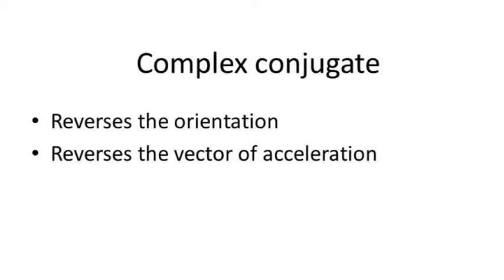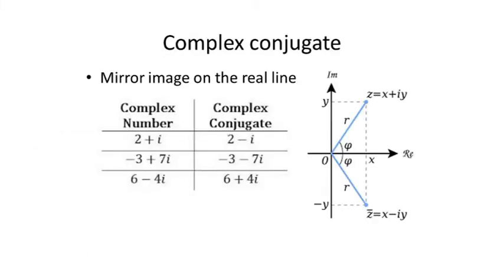Here are a couple of examples. The conjugate of e to the i minus omega t would be e to the i plus omega t. 2 plus i will have 2 minus i. 6 minus 4i will have 6 plus 4i.